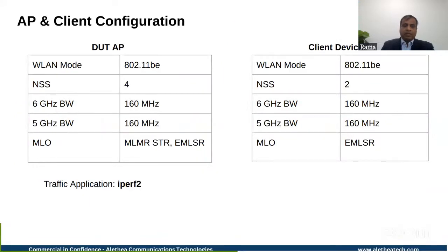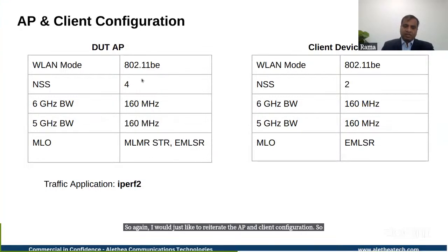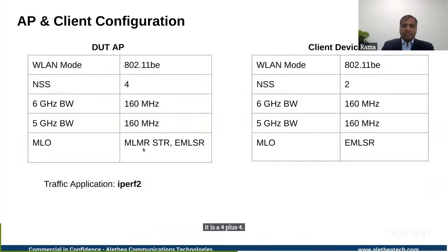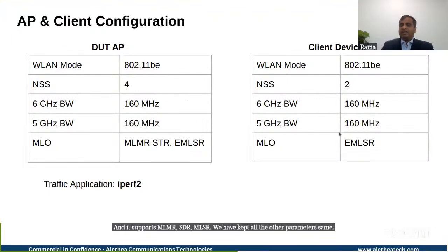So again, I would just like to reiterate the AP and client configuration. We have the AP, which is the same as before. It is a 4x4, and it supports MLMR, STR, EMLSR. We have kept all the other parameters the same. And the client device, except for the fact that it supports EMLSR, is a similar device. And this works in 160 megahertz for the purpose of this test, and is 2x2.